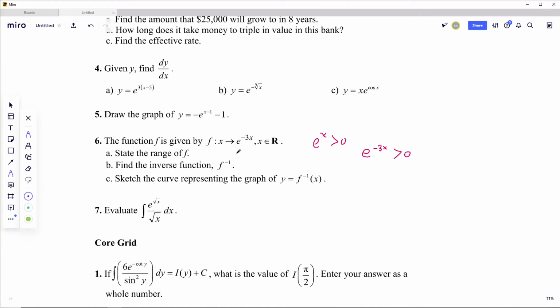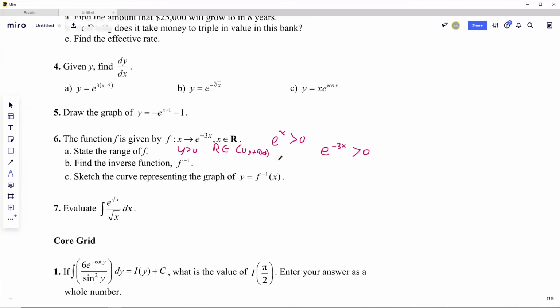So the range is just y greater than 0. If you want to write it the fancy way, then sure: 0 is a horizontal asymptote, so you can never touch it, so open, and plus infinity.